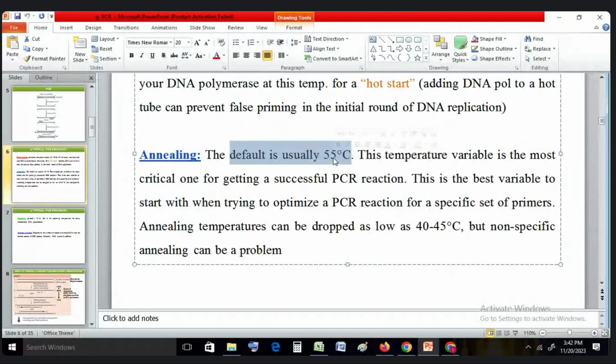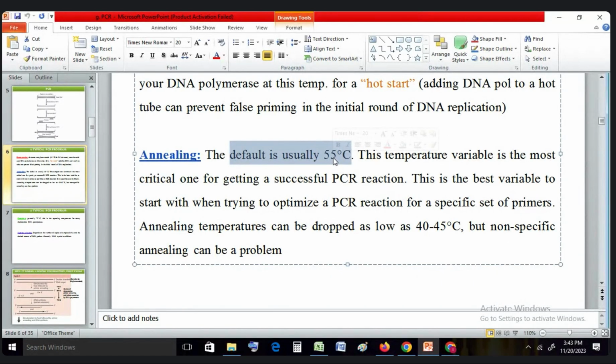It could be less than 55, it could be more than 55, depending on your primer length or on the melting temperature of your primer. If your primer's melting temperature is, say, 60, then your annealing temperature should be at least 1 to 2 degrees less than that. So your annealing temperature should be 58 or 59. Must be less than 60. It could be 50, it could be 52, no problem.